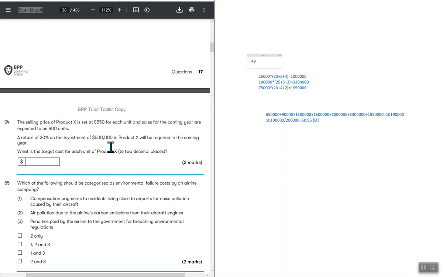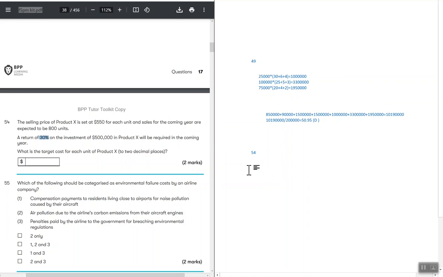The selling price of product X is set at 550 for each unit, and sales for the coming year are expected to be 800 units. A return of 30% on investment of 500,000 in product X will be required in the coming year. What is the target cost of each unit of product X to 2 decimal places? Okay, we have a price set at 550, and we are selling 800 units. We want a return of 30% on investment. So what should be our target cost?